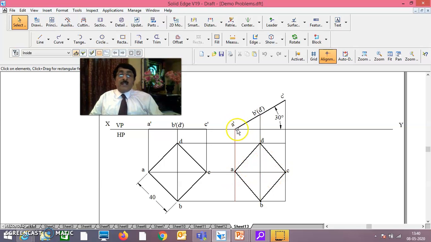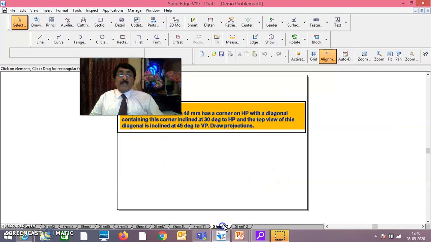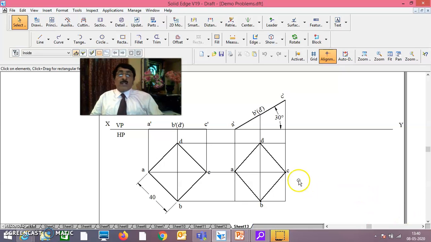Okay, the top view of this diagonal is AC. That means this is reduced. It is not in true length. The top view is AC. That should be inclined at how much to VP? You see, 45 degrees. Okay, now what I'll do, this AC should be inclined at 45 degrees to VP.